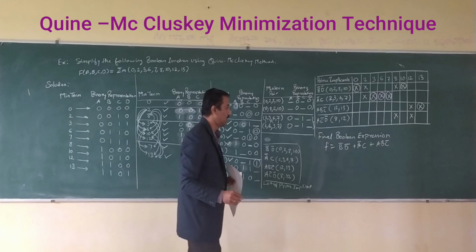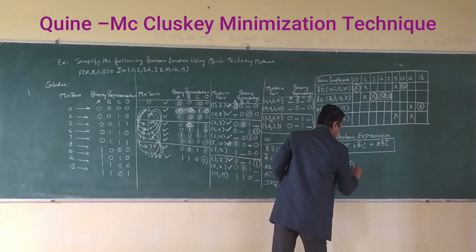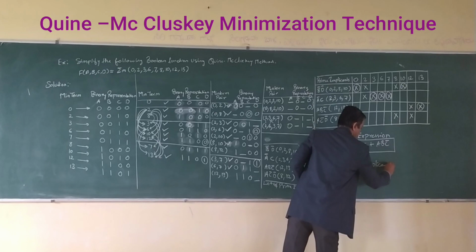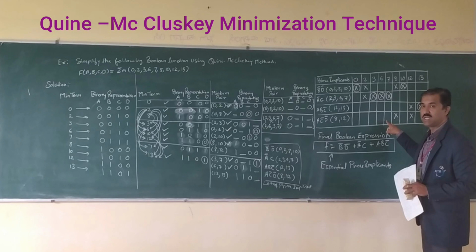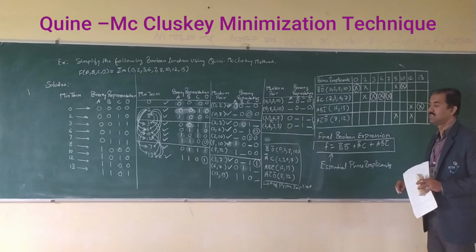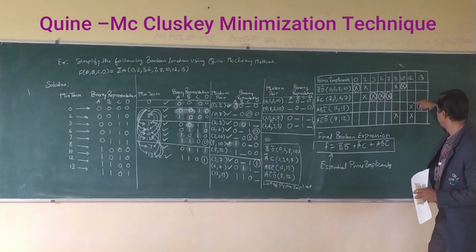So these are my essential prime implicants. And how did we get these terms? By identifying those X in those columns of this table which have no other X present in their adjacent cells. There is no X here, not here, not here. So here there are two, here none, here one. So 1, 2, 3, 4, 5, 6.